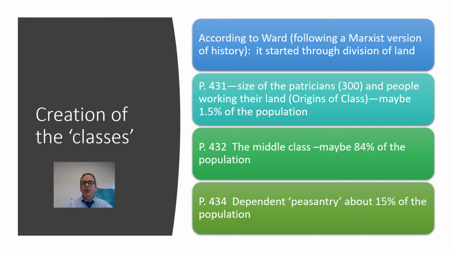So on page 431, Ward says the patricians, or the wealthy people, made up maybe 1.5% of the total population, so a very small population. And then you've got what Ward calls the middle class, which I don't know if I would actually call the middle class, but it's the people sort of not wealthy and not super poor. They make up about 84% of the population. And then what he calls peasantry, described on 434, makes up a small portion of these classes.